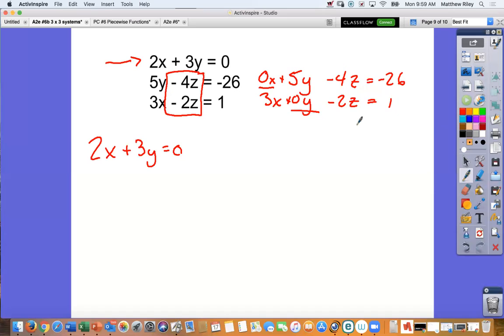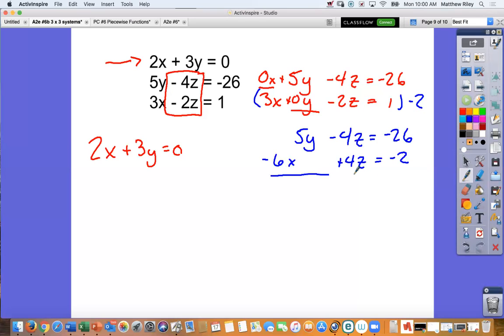What am I trying to cancel out? The z's. So how do I cancel out the z's? What should I multiply by? -2. Perfect. What's my equation? Does that make sense?